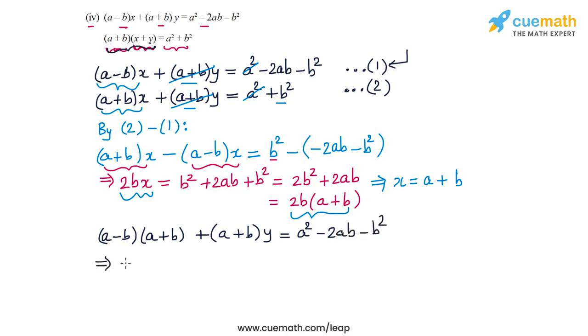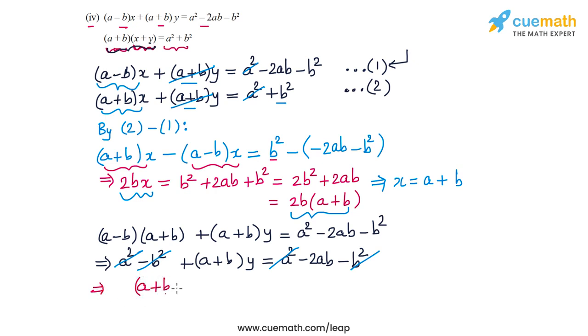Now this gives me a square minus b square plus (a plus b) times y is equal to a square minus 2ab minus b square. Okay, now the a square terms cancel out, the minus b square terms cancel out, and I am left with only (a plus b) times y. (a plus b) times y is equal to minus 2ab, and from here I get y is equal to minus 2ab by (a plus b).